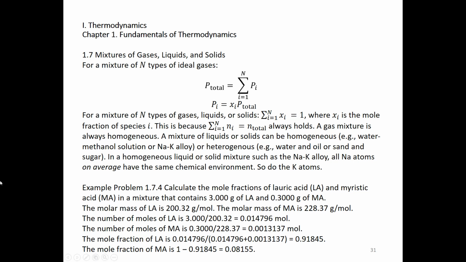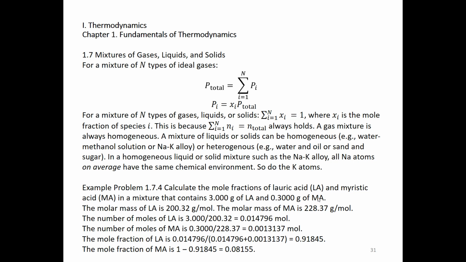Now let's look at one example here. Example problem 1.7.4. Calculate the mole fraction of lauric acid and myristic acid in a mixture that contains 3 grams of LA and 0.3 grams of MA. I'm going to assume this is a homogeneous mixture. You can heat up this mixture, 3 grams of LA, 0.3 grams of MA. You can melt them and then you can form a homogeneous liquid.